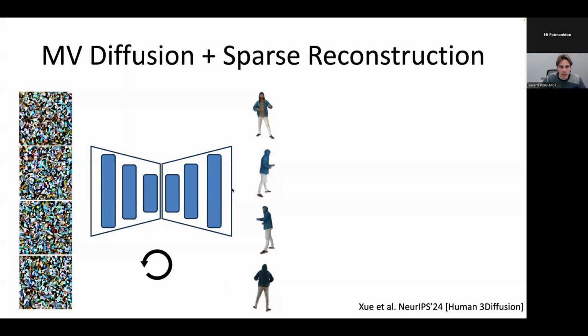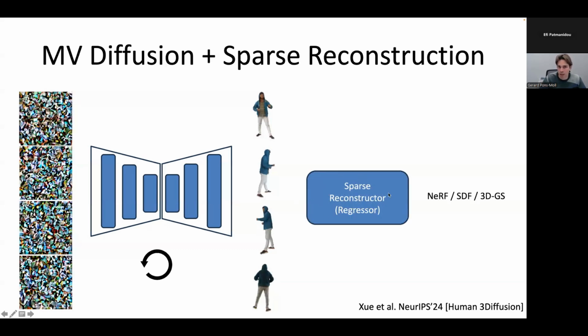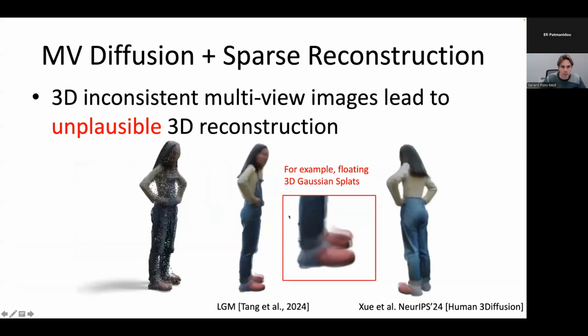So one solution might be: I can take these multi-view images and attempt to produce a 3D representation using a sparse regressor, like a NeRF representation, a signed distance field, or a 3D Gaussian splat representation. Now, the problem is that because these multi-view images are already inconsistent, we are going to get a 3D reconstruction which is also inconsistent. As I say, this is basically trying to fix problems instead of trying to prevent them. So problems that you would encounter are things like these ghosting artifacts. This is typical when you have multi-view images that are not perfectly aligned. It kind of aligns, but not quite.